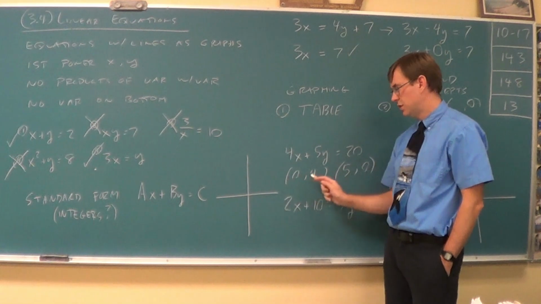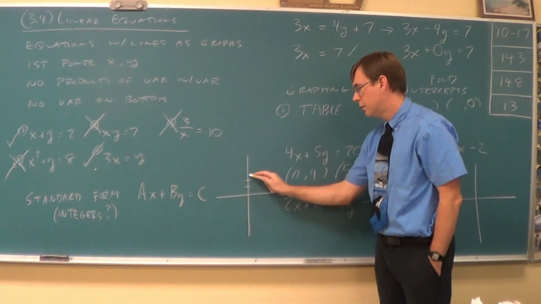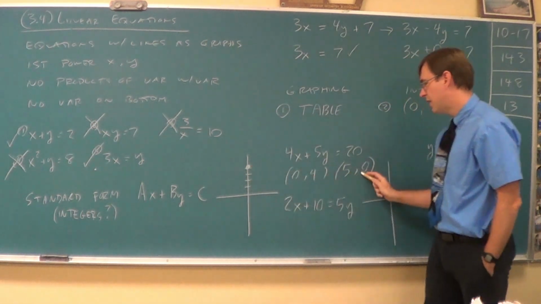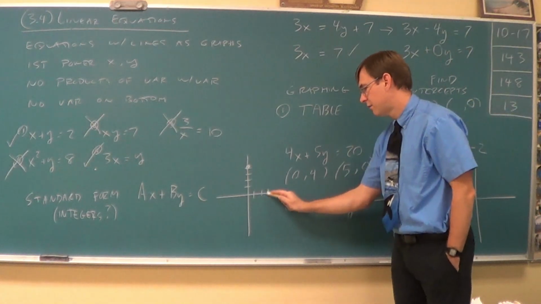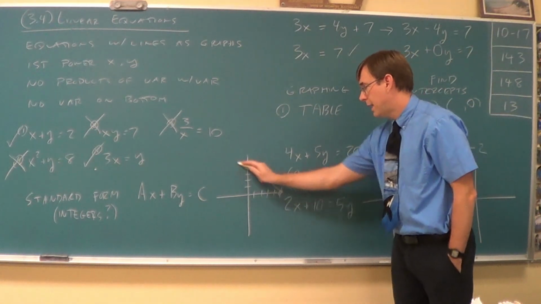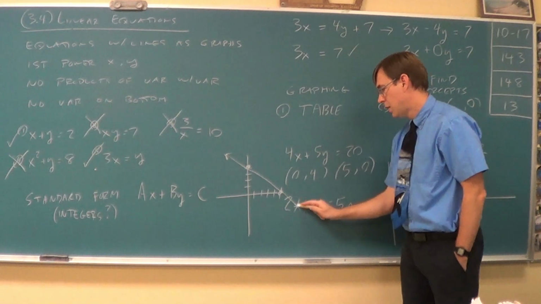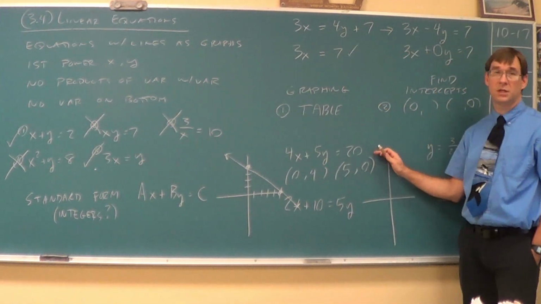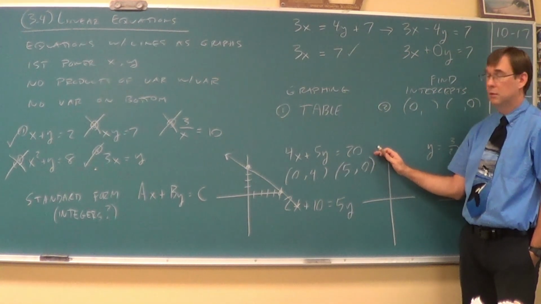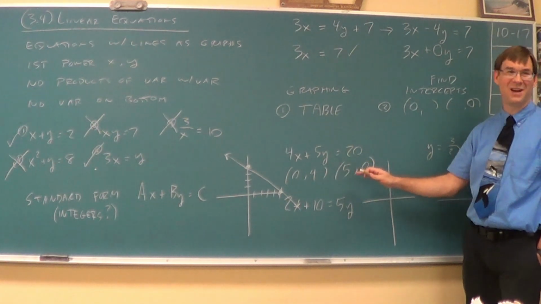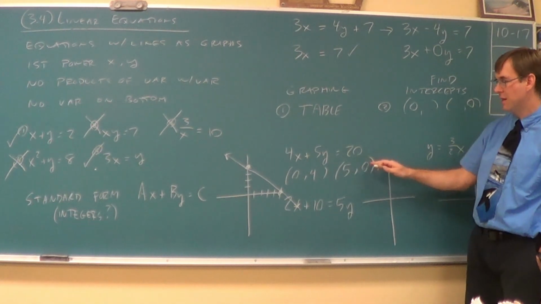Which way for 4, 0? That is right 4. Where is 0, 5? Up 5. And then I just connect those with a straight line. If I wanted to find a third point to check, could I? Yeah. But I don't think it's necessary. I feel pretty confident that I just did the right thing on that.